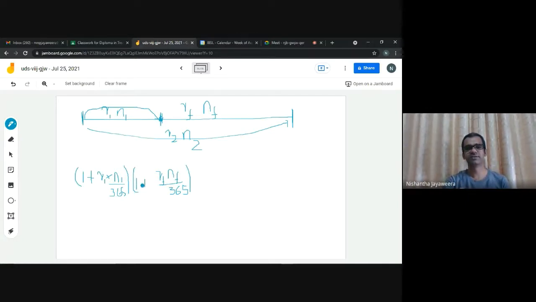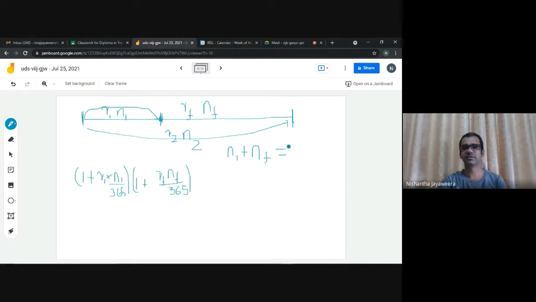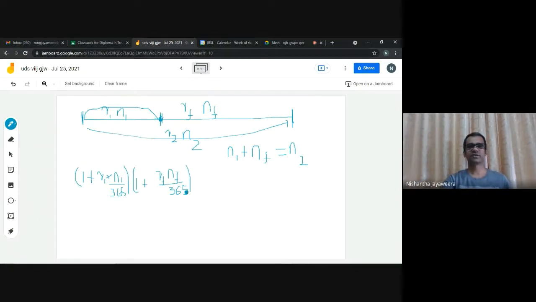But you need the total amount. It is 1 plus RN. So if you invest 1 rupee here for N1 period at R1, you use that maturity proceed, invest for another NF period at RF. At the end of N1 plus NF, which should equal N2, you will get this total cash flow.